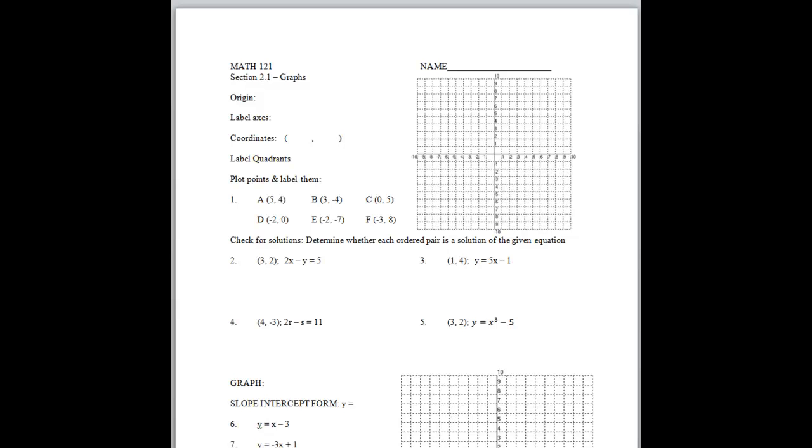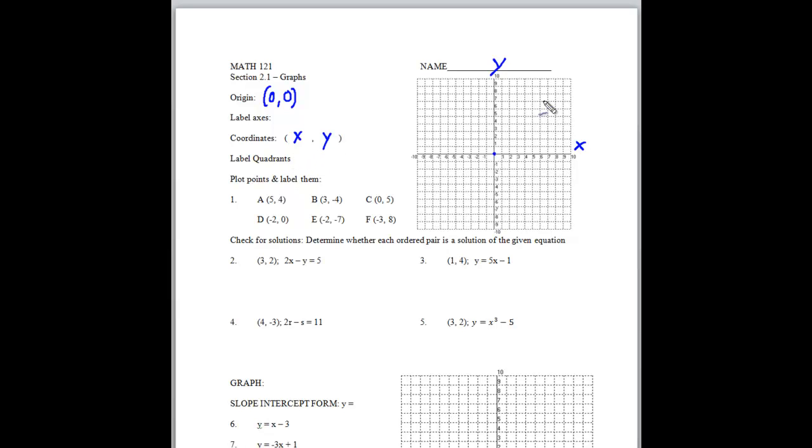We have a negative 10 to 10 on the two-dimensional coordinate plane. This is going to be your x-axis, the horizontal axis, and this is your y-axis. And the origin is located in the middle at 0, 0, right there. The axes are labeled horizontal and vertical, and the coordinates are going to be x, y.